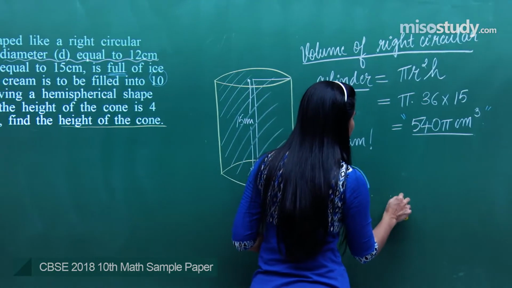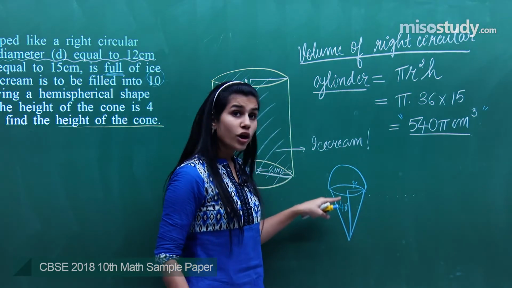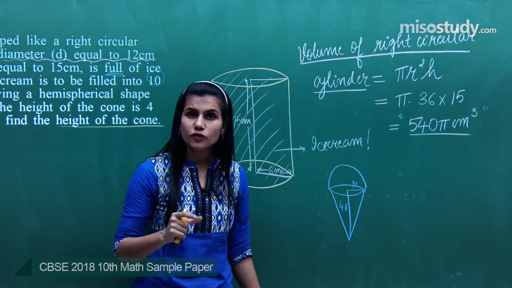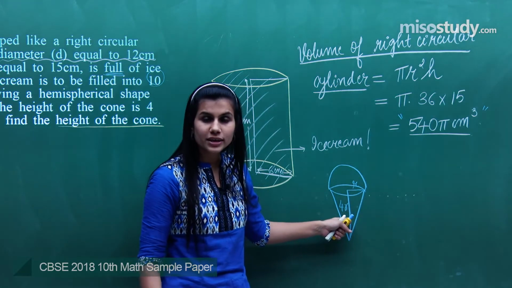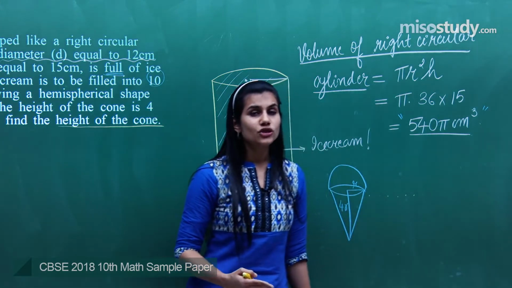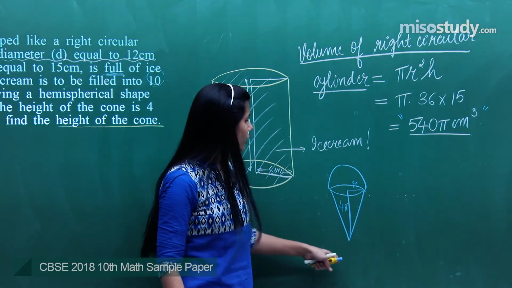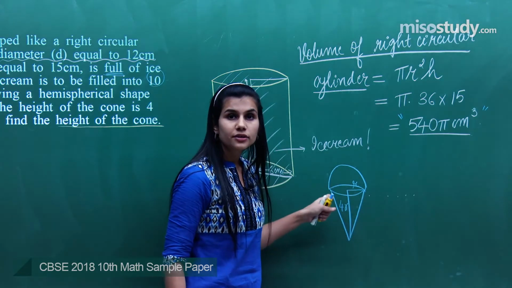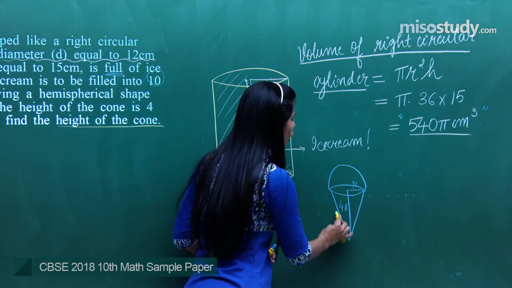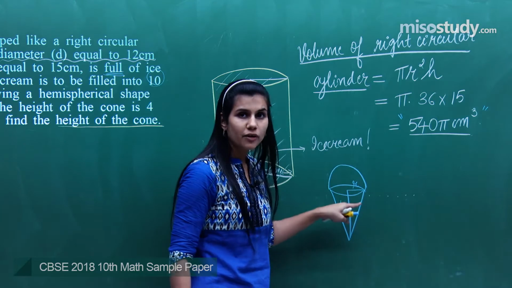I have 10 cones like this in which ice creams are kept, and all of them are of equal size. So whatever amount of ice cream is kept inside one cone, the same amount is kept in the other cone. How much ice cream is kept in one cone depends on the volume of that cone, or the volume of this entire figure. What will be the volume of this entire figure? That depends upon the volume of the cone and the volume of the hemispherical shape above the cone.